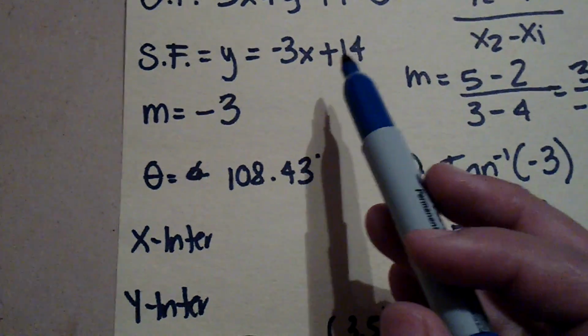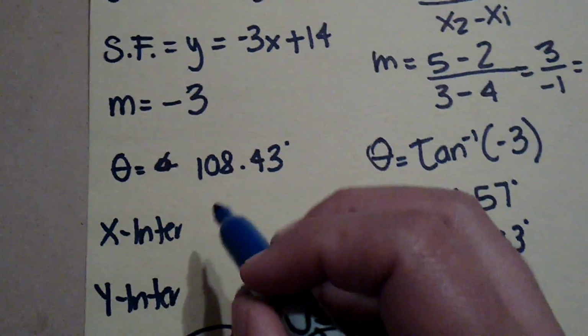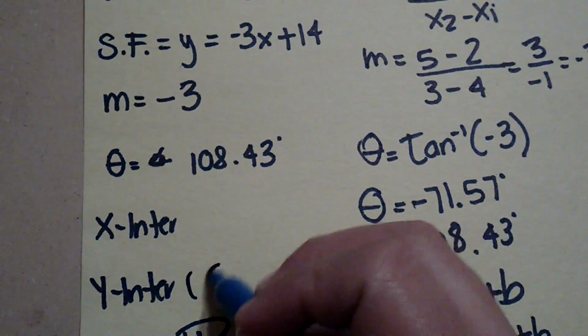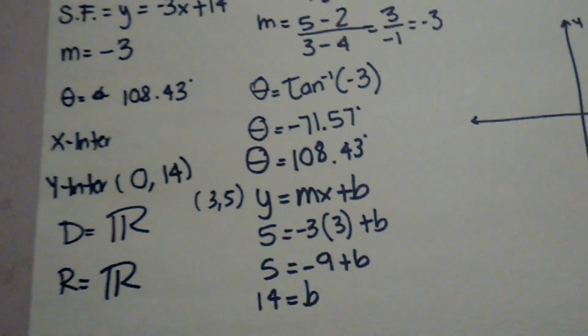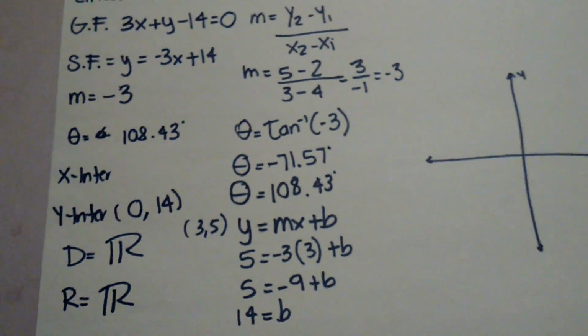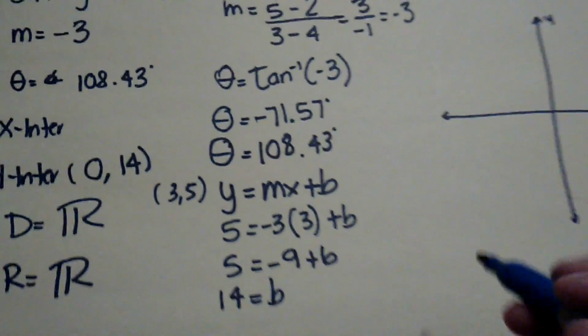Y-intercept. The y-intercept is the b-value from the slope form. So it is 0, 14. And the only thing that is missing is the x-intercept. So let's find it first.